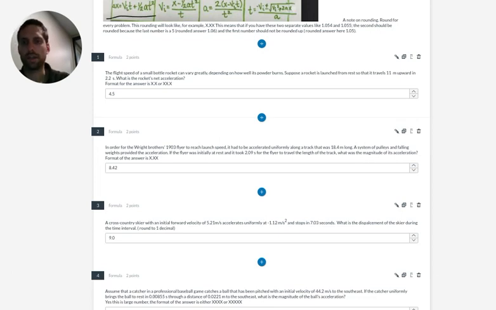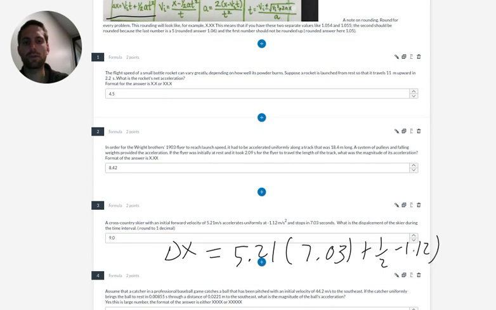So displacement equals velocity initial, 5.21, times the time, 7.03, plus 1/2 the acceleration, negative 1.12, times 7.03 squared.